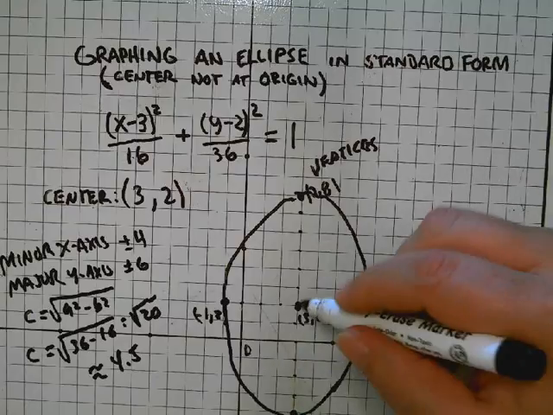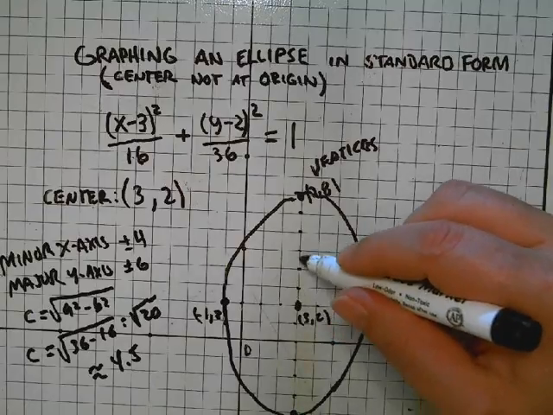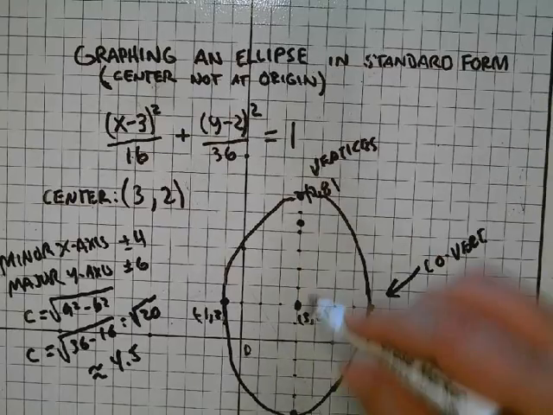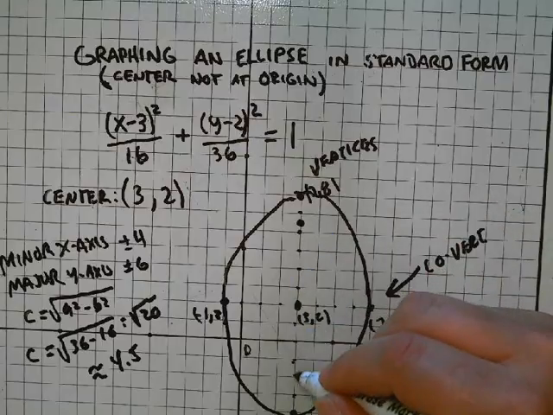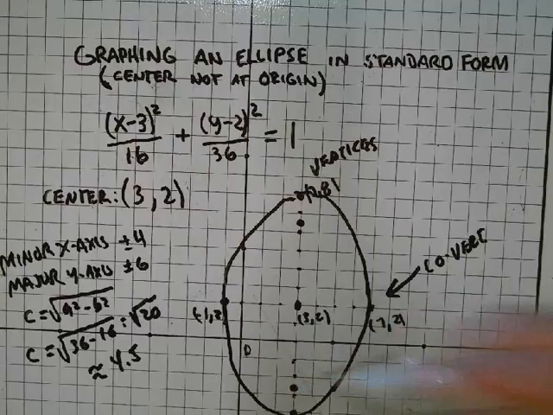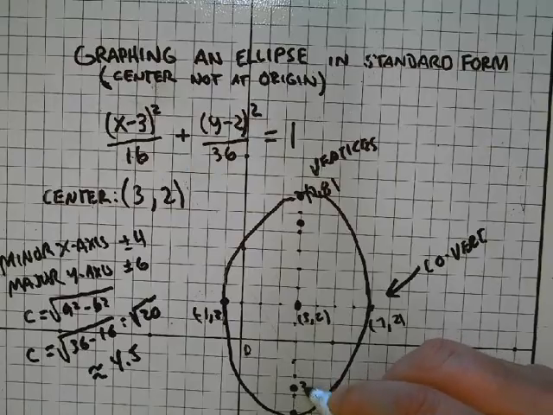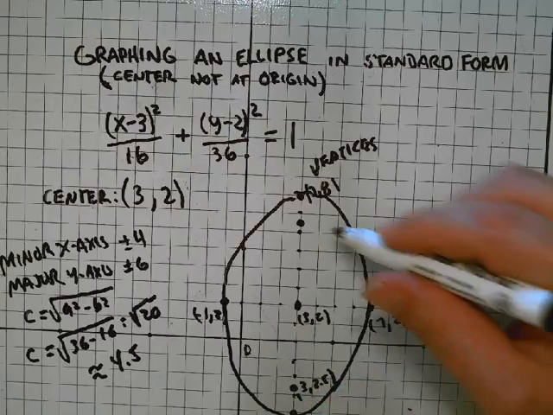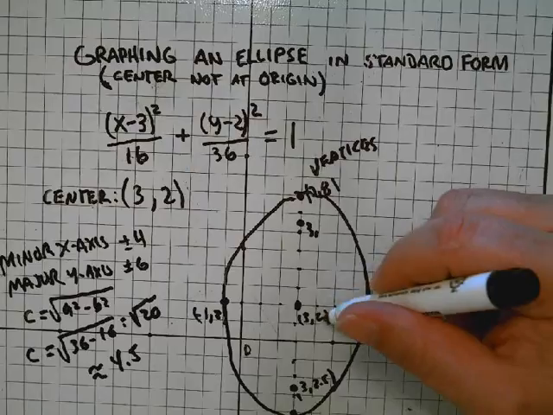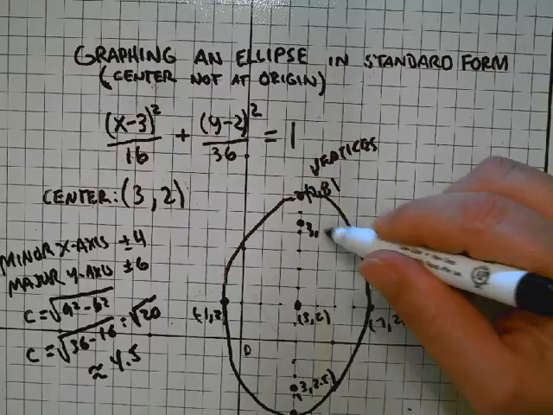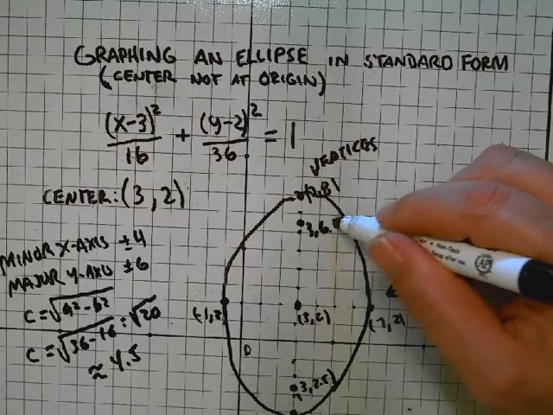So 1, 2, 3, 4.5. There's your one foci. And 1, 2, 3, 4, 1, 2, 3, 4.5. There's your other foci. And of course it's 3. You're here at 3, comma, -2.5, and 3, comma, 6.5. Add 4.5 to 2, and it's 6.5. So there you go there.